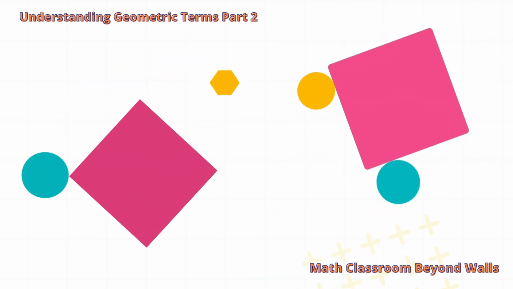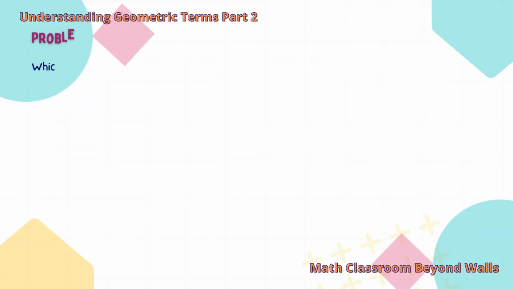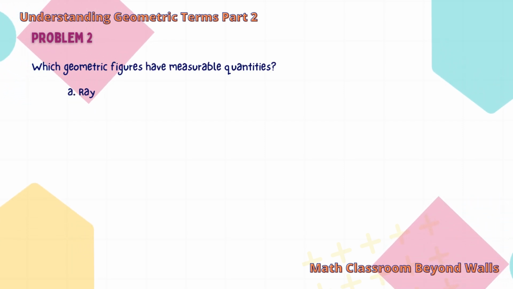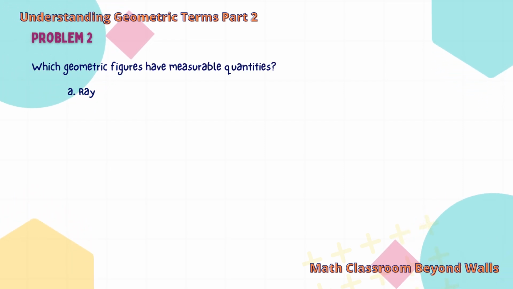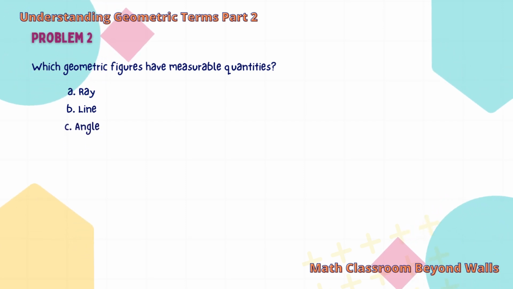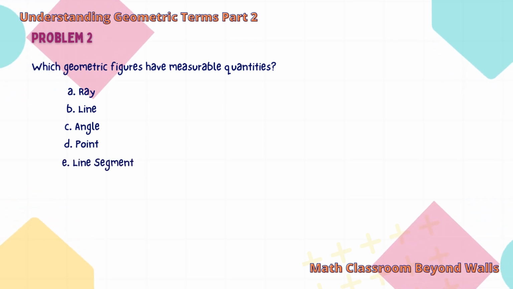Okay, let us have this for our next problem. Here is the problem. Which geometric figures have measurable quantities? A, ray. B, line. C, angle. D, point. E, line segment.